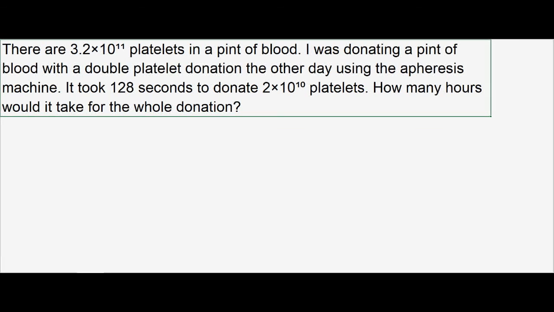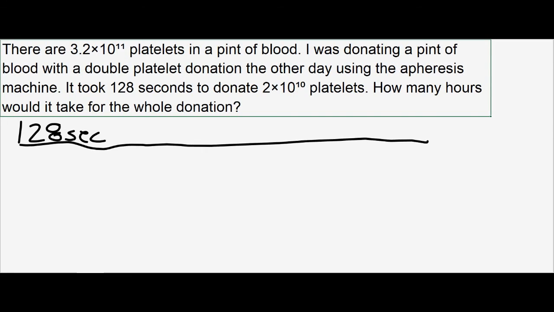I'm sure a lot of you can find the number of hours per platelet in different ways, but I'm going to use the method that I showed you in the unit conversion video. So I'm going to say I want hours per platelet. I have seconds per platelet. I have 128 seconds per, make a big line, 2 times 10 to the 10th platelets.